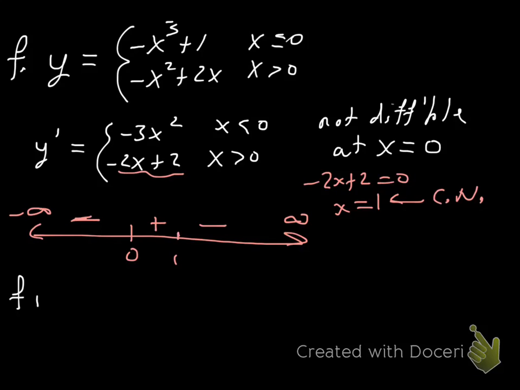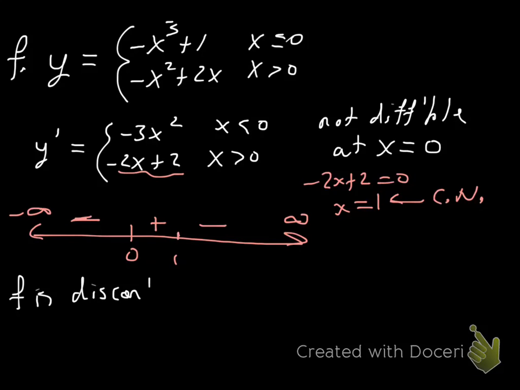So that'd be negative 1 plus 2, so it's positive in between 0 and 1. And then to the right of 1, we plug in something like 1 million. Negative 2 times 1 million is going to be a very large negative number. So it's negative to the right of 1. So there would be your intervals of increasing, decreasing behavior.